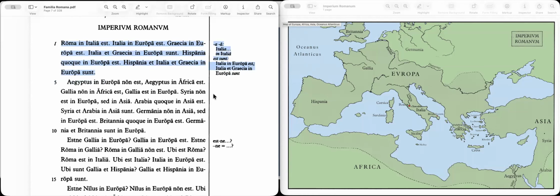Roma in Italia est. Italia in Europa est. Grecia in Europa est. Italia et Grecia in Europa sunt. Hispania quoque in Europa est. Hispania et Italia et Grecia in Europa sunt. Good. I did that right?